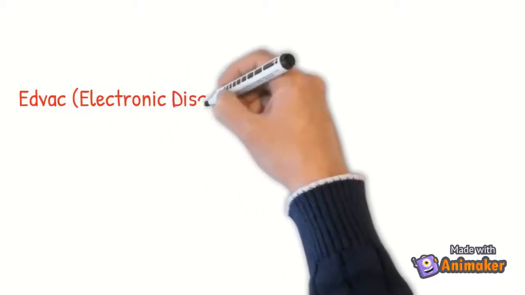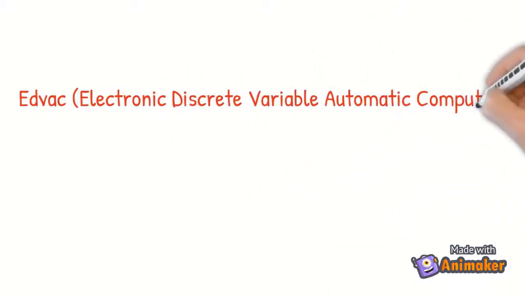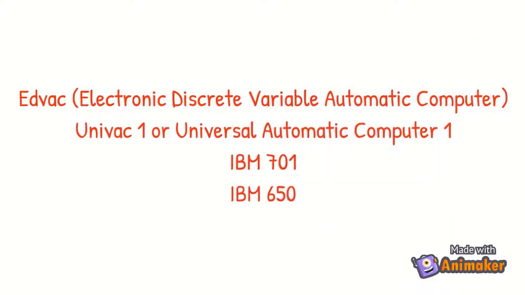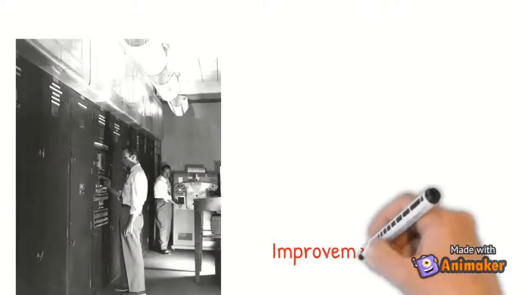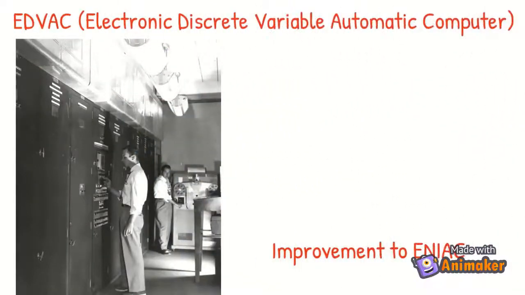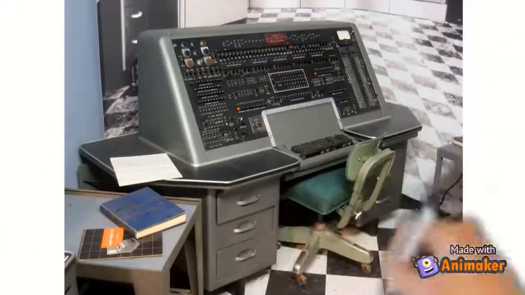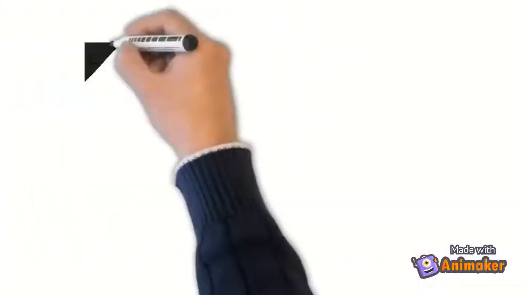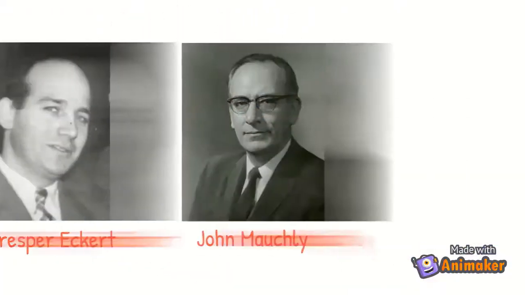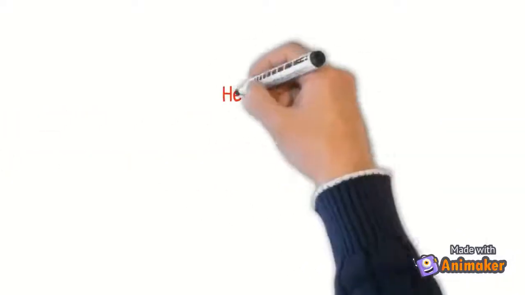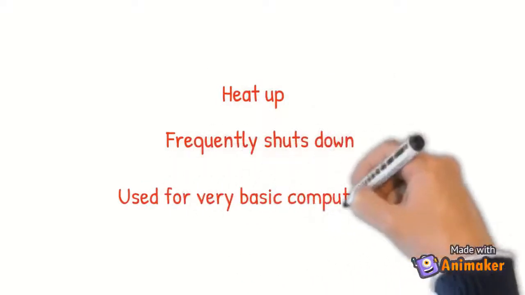The other computers considered under this generation are EDVAC, or Electronic Discrete Variable Automatic Computer, UNIVAC 1 or Universal Automatic Computer 1, IBM 701, and IBM 650. The EDVAC was an improvement to ENIAC with stored programs by design. This was developed by J. Presper Eckert, John Mauchly, and John von Neumann. UNIVAC 1, on the other hand, was the first commercially successful computer available. It was also developed by J. Presper Eckert and John Mauchly. Overall, these computers were large and very unreliable. They would heat up and frequently shut down and could only be used for very basic computations.